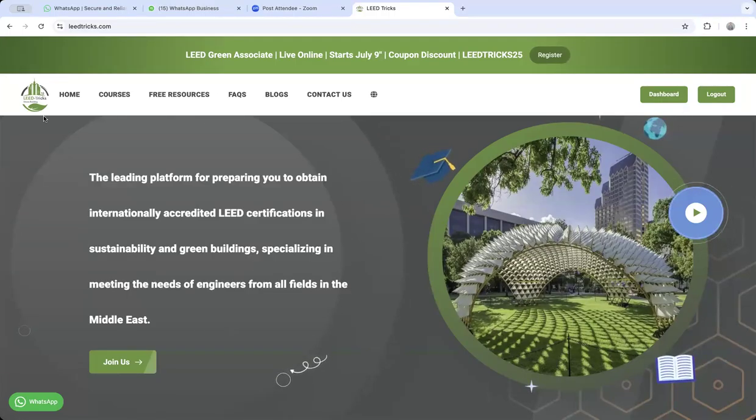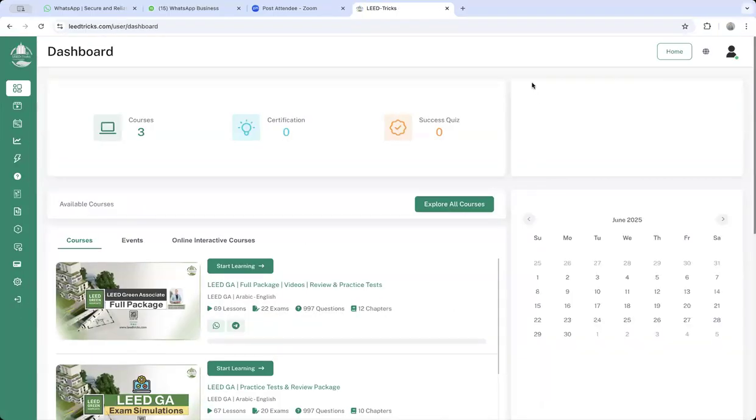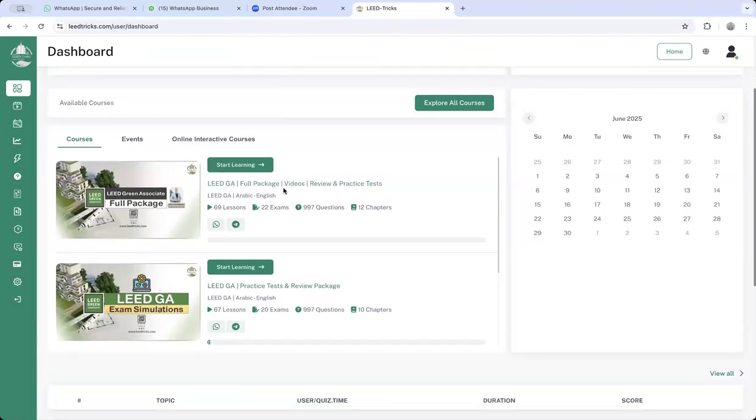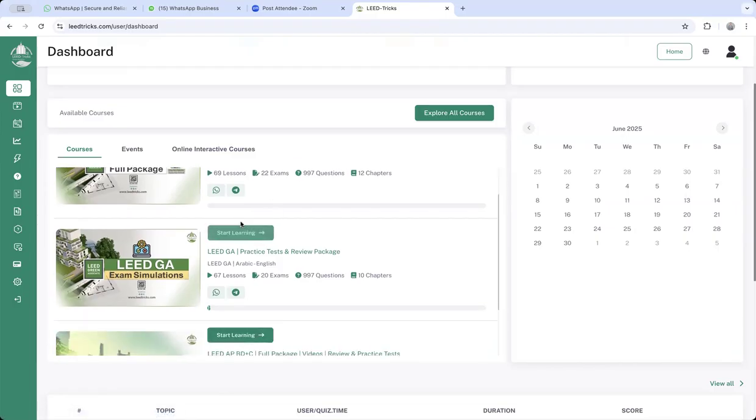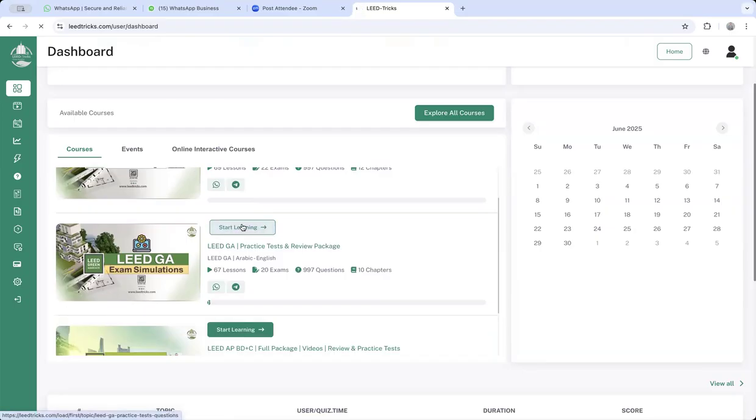So let me open the courses. I think I need to go to my dashboard here, top right. Any of these courses, I think the full package is okay. Does that include videos or does this package also? The only difference between these two packages is the videos. And we will be having English videos soon in July. We will start the English LEED Green Associate course in English. So here we start.